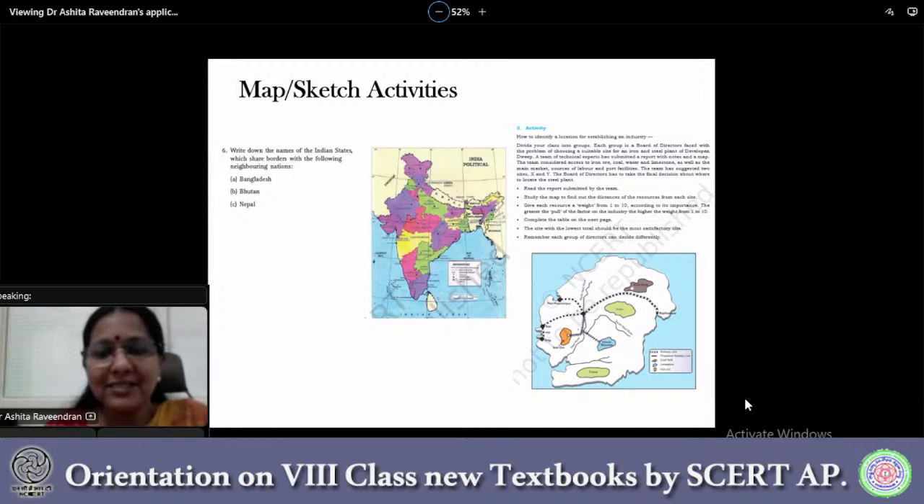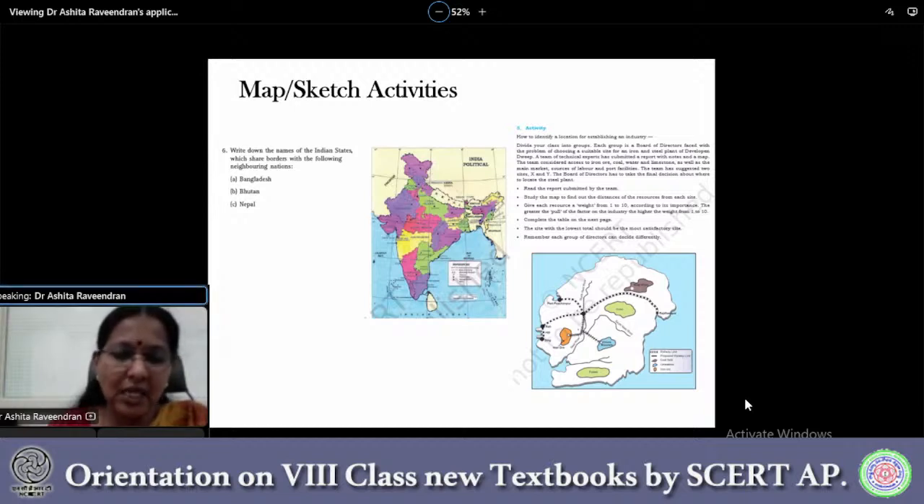Then there is another sketch activity which is being given. They have to understand the difference between the map and the sketch, and how, using a sketch, they will be able to understand. Here, this activity is related to industries. They have shown where the raw materials are available, where the railways are there, where the roadways are there, how the transportation is available, which is the place where more population is there, where people live, and where the land is available. All these things have been shown in the sketch.